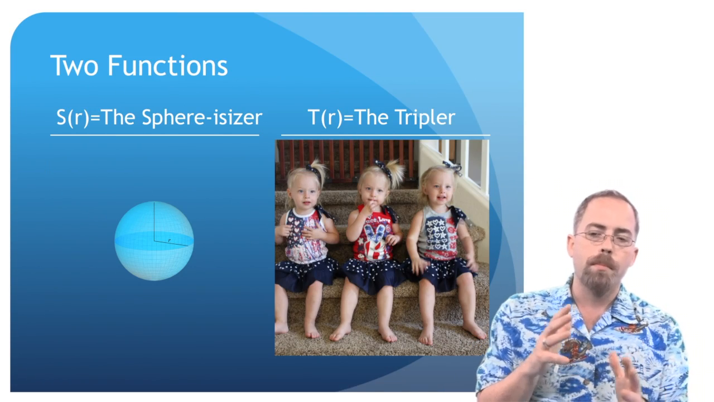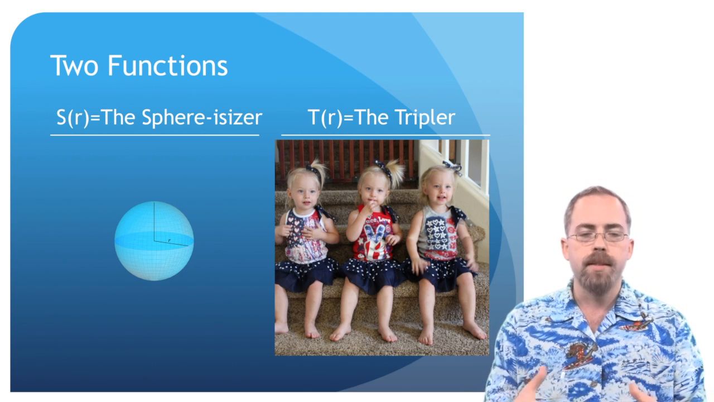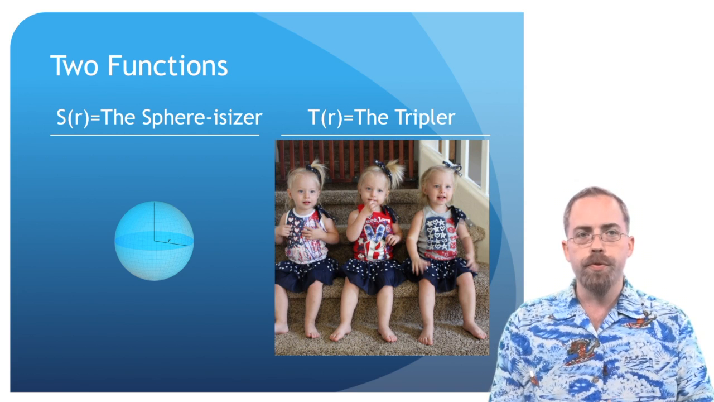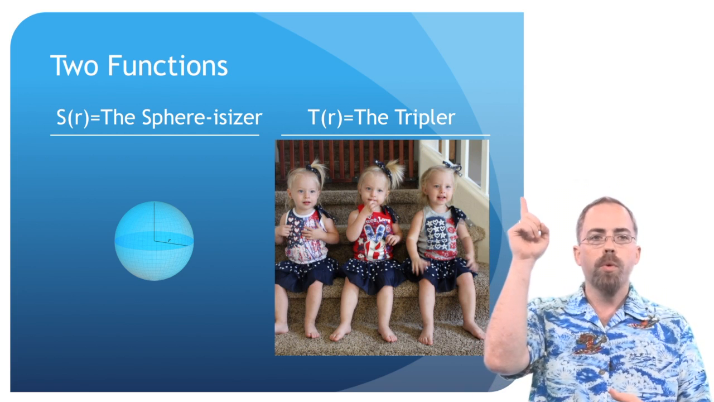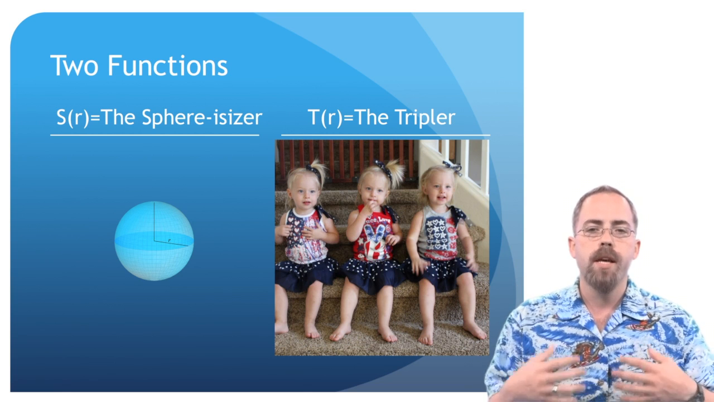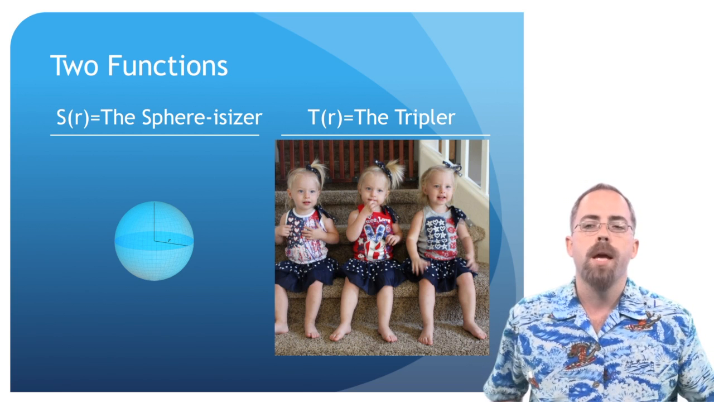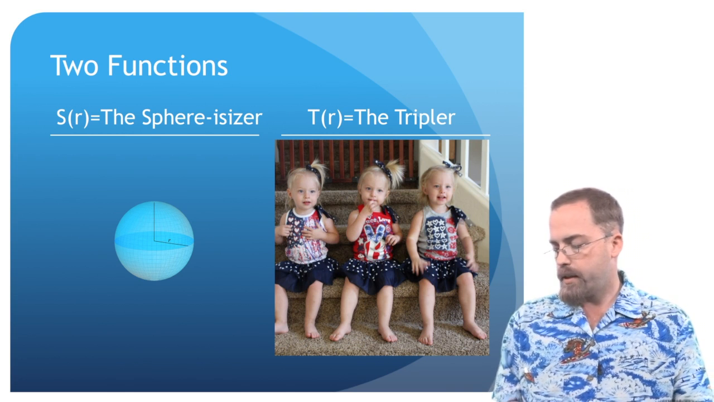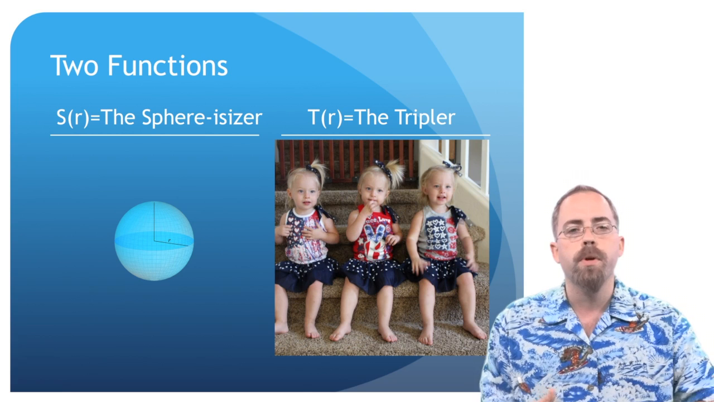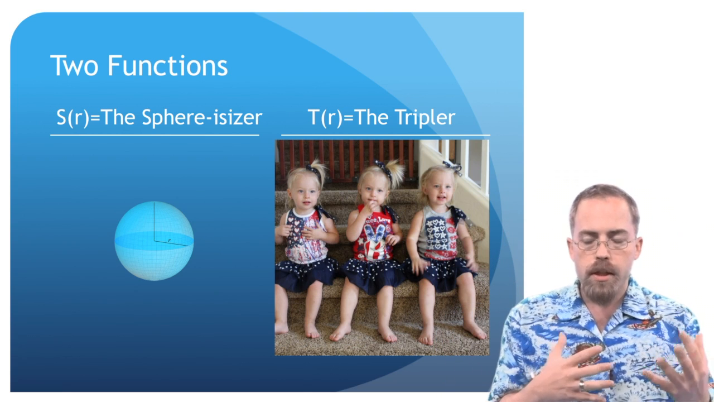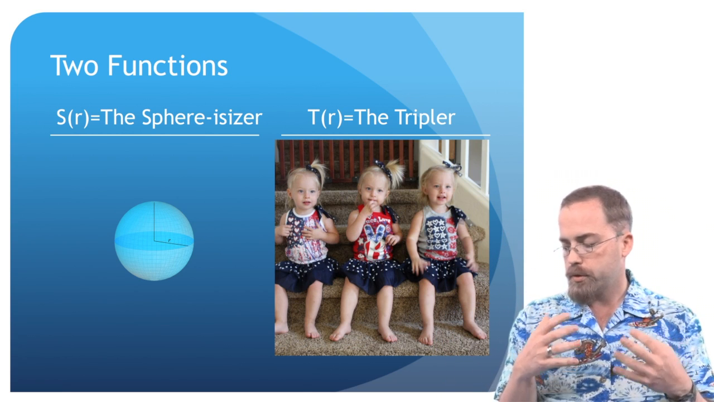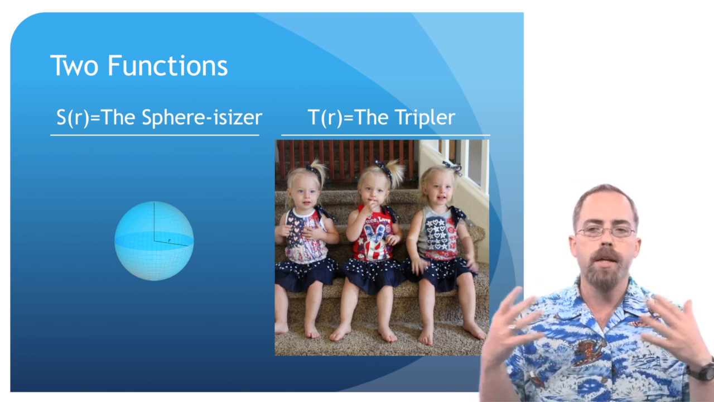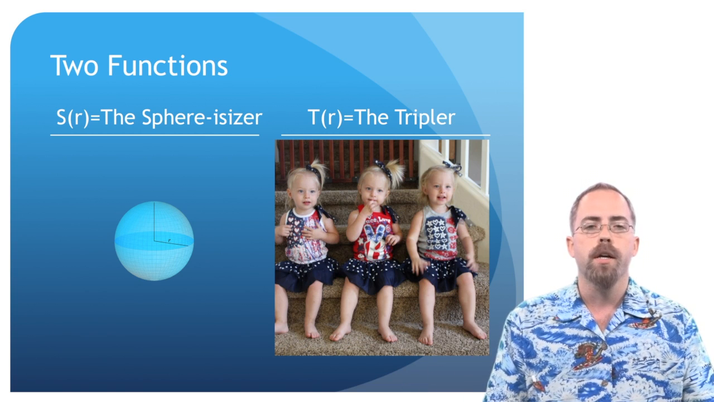So, I want you to try to imagine how this plays out, how there's some real life kinds of connections for this. We have two functions. On the one hand, we've got the sphericizer. It takes whatever you give it and makes a sphere out of this particular length. And then we've got the tripler. And the tripler takes numbers and triples them, or it takes solid objects and duplicates them in triplicate.